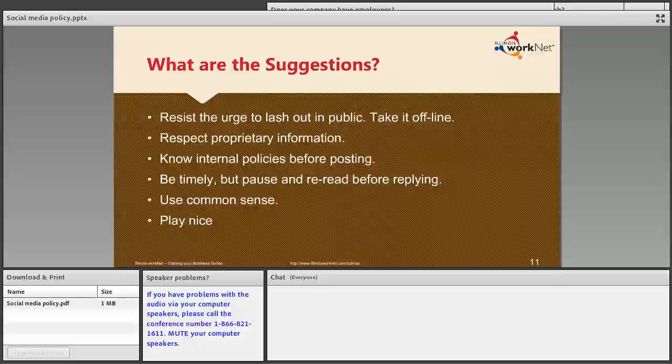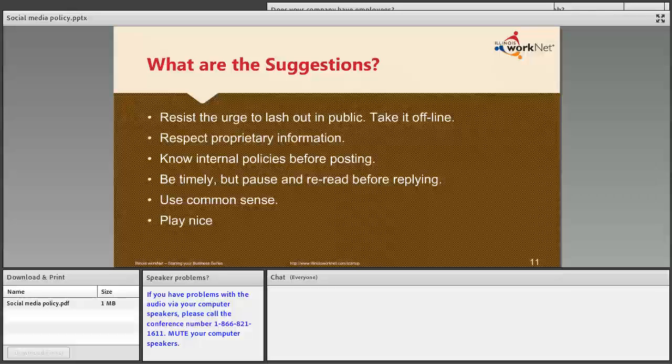Additionally, employees need to know what other internal policies are there before they begin posting on behalf of the company. And remember, it's good to be timely with a response, but you need to pause and reread a post before you reply to somebody's comment. Remember, there's no visual cues, there's no nonverbal cues that you can read, so what you write on social could be potentially dangerous. So take a moment. If you're not sure of your answer, have somebody reread it.